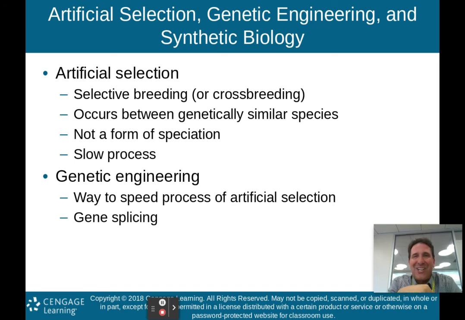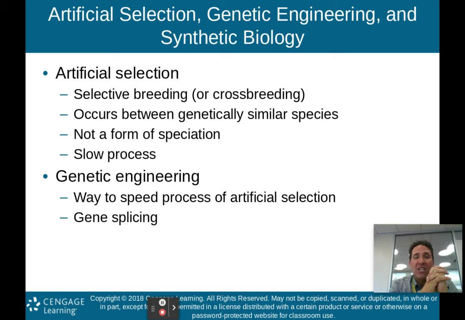When we get into genetic engineering and synthetic biology, that's what's only been around for the last 50, 60, 70 years. But artificial selection, we've seen this happening thousands of years ago with, let's say, wine grapes, right? People in Italy, people in Greece, people in Egypt, they were creating wine, and they were selecting the grapes that worked the best in their community, in their environment. And they knew by crossbreeding one type of grape with another that they would be able to get the type of grape that would grow well. So this has been going on for a long time, again, called artificial selection. It's selective breeding, occurs between genetically similar species, not a form of speciation, very slow process.